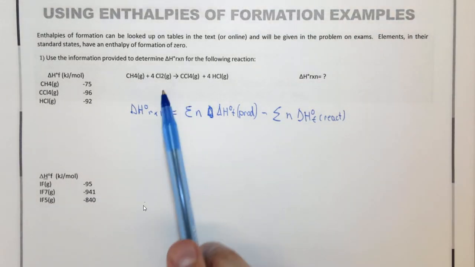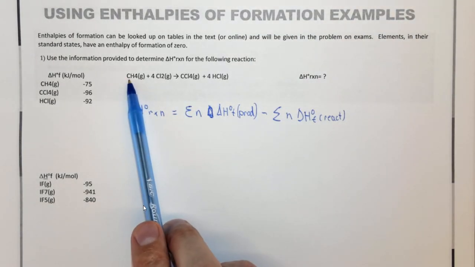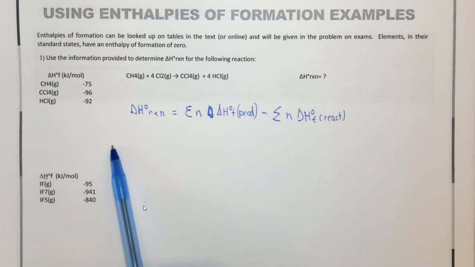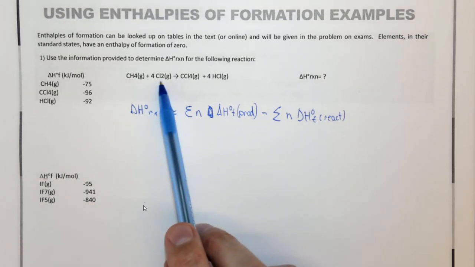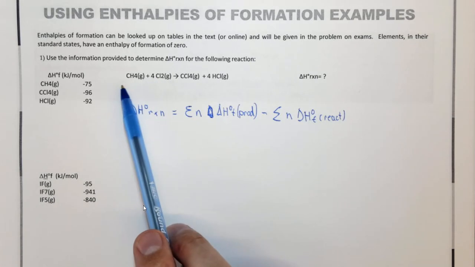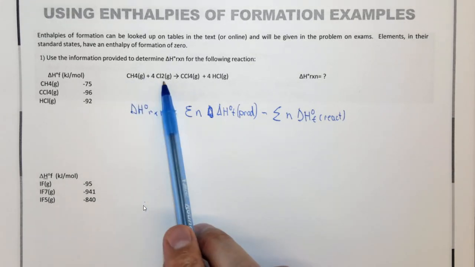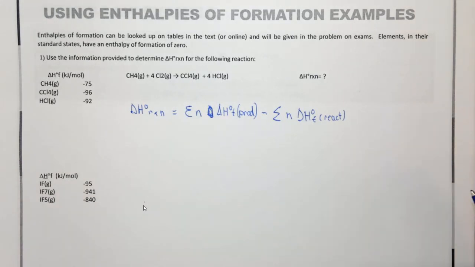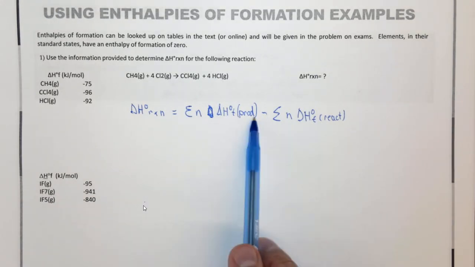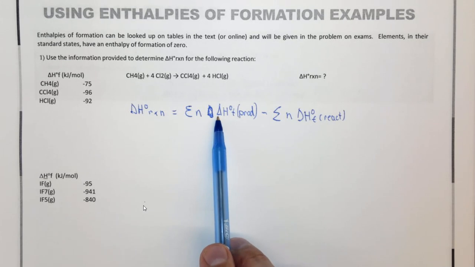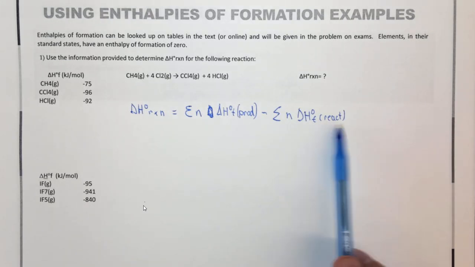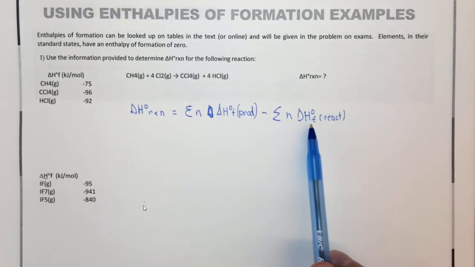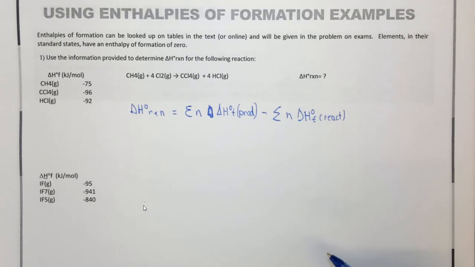So again, we're going to take CH4, decompose it into carbon and hydrogen. We're going to take Cl2, it's already an element, so we don't have to do anything. We're then going to take that carbon, hydrogen, and chlorine and combine it to form CCl4 and HCl. So the products have a positive enthalpy of formation because we're forming them, and the reactants have a negative enthalpy of formation because we're essentially destroying them back into their elements.